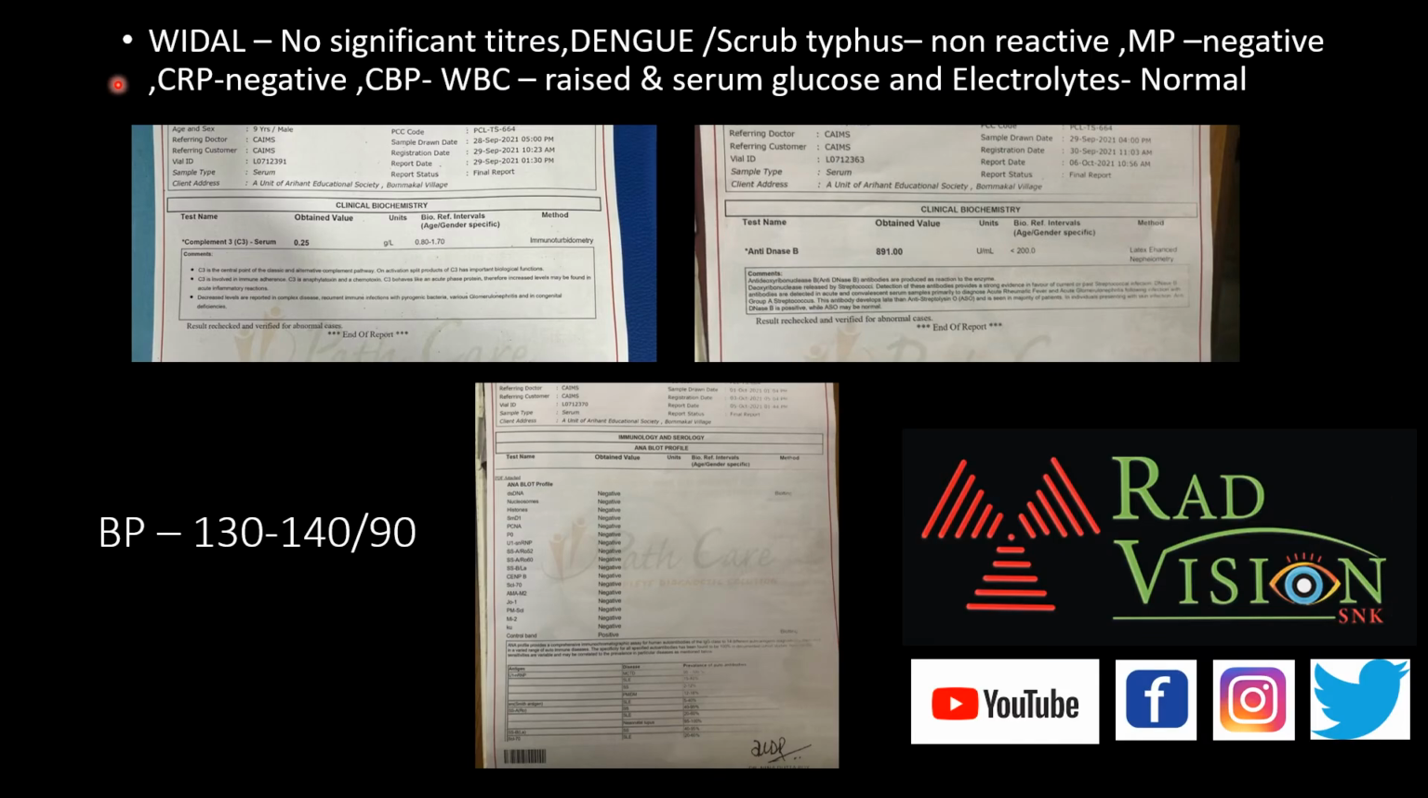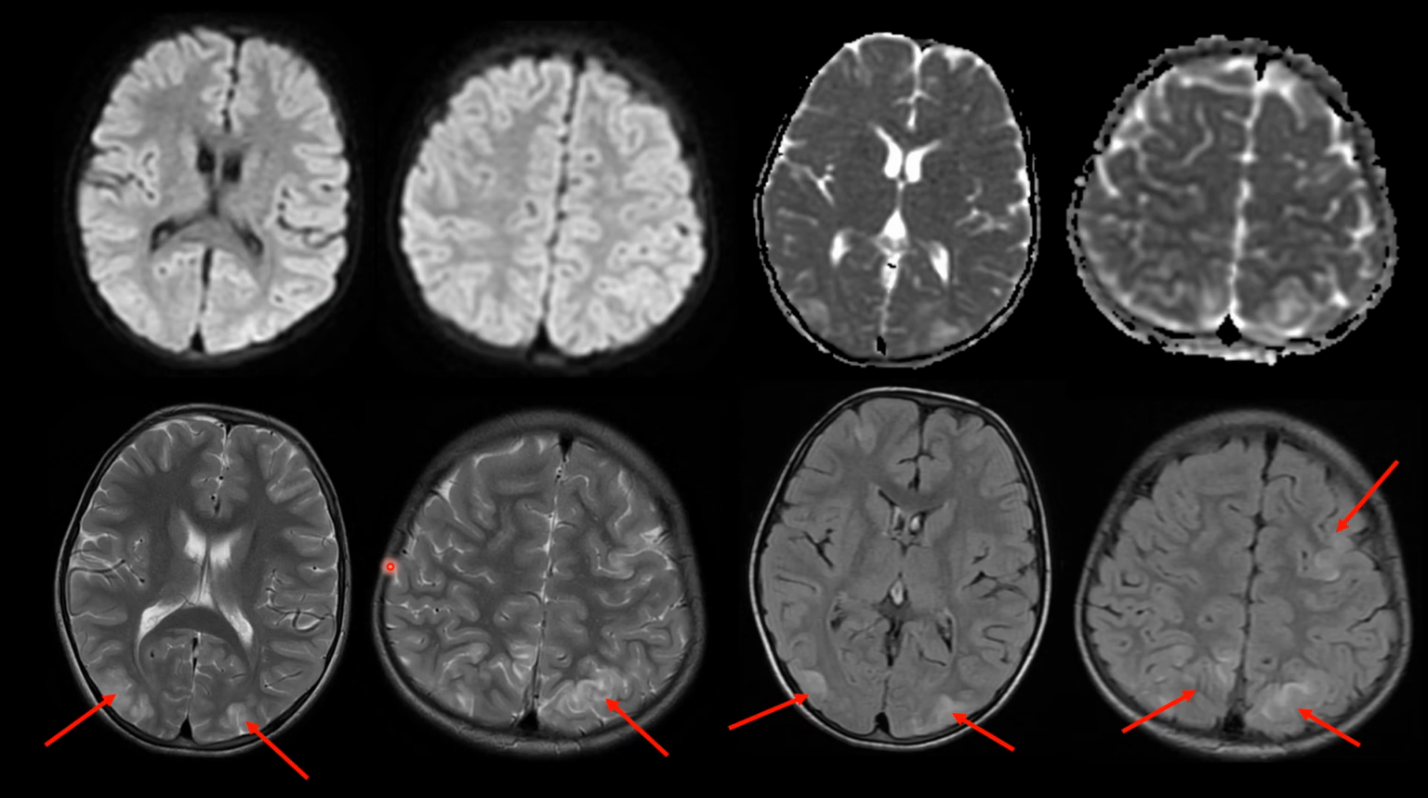These are the investigations. There are no significant titers. Dengue and scrub typhus are negative. MP is negative. CRP is negative. On CBC, there is mildly raised WBC. Serum glucose and electrolytes are normal. Serum complement C3 is mildly reduced. Anti-DNase is positive and elevated, and ANA profile is completely negative. And there are occasional high BP recordings of 130 to 140 by 90.